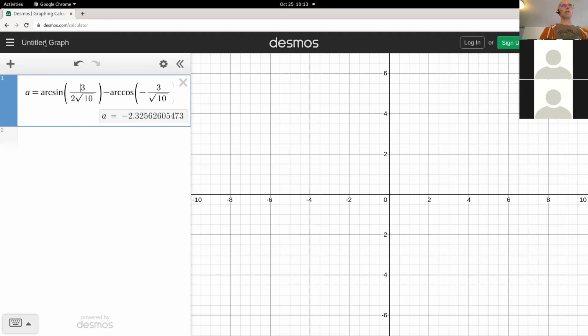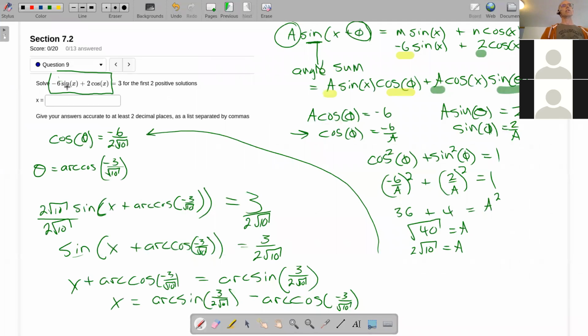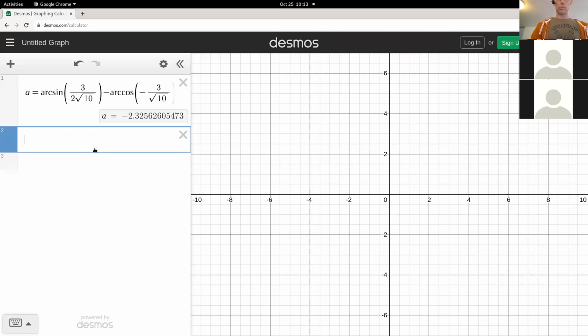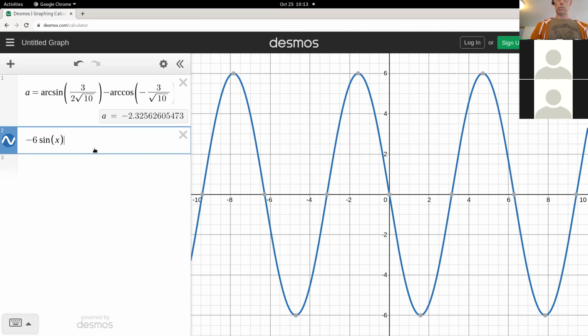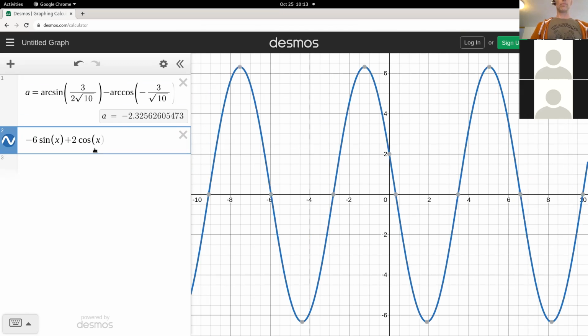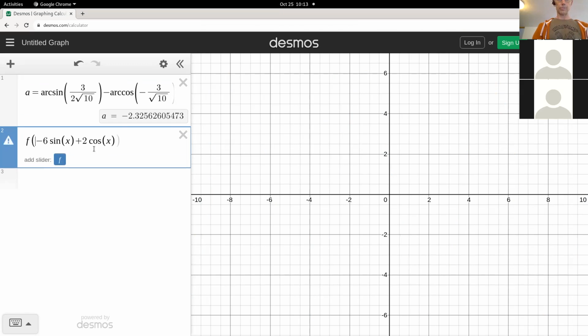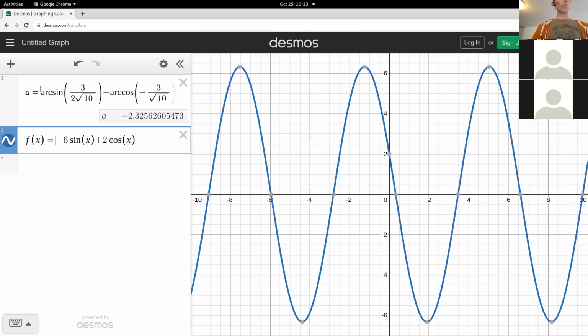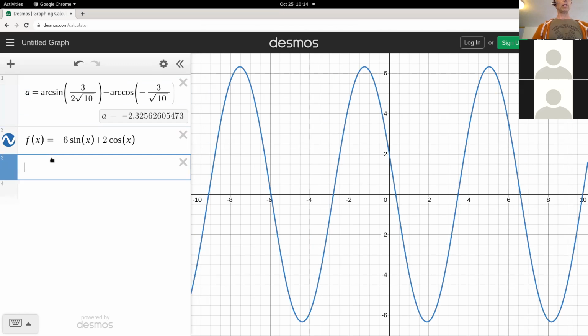So to test that, I want to compare that to the original function, -6 sine of x plus 2 cosine of x. And let's call that f of x. I believe if I plug in this value I calculated, A, I should get 3 as the answer. So what is f of my calculated number A? It comes out to 3. So I did get one of those values. Let's think about how to get the other one.